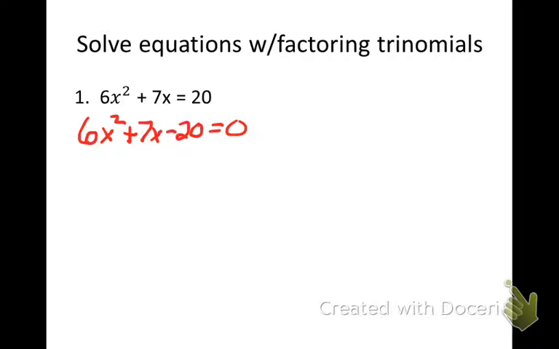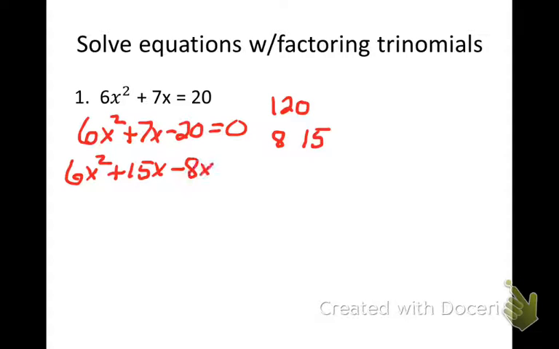Again, you can use your guess and check, or 6 times 20 is 120. So I'm looking at factors of 120 that differ by 7. So I start going through 1 and 120, 2 and 60. I know they need to be a little closer together. 3 and 40. So keep going until you find that it looks like it's going to be 8 and 15. So it's going to be 6x squared. I need the bigger one to be positive, so plus 15x minus 8x minus 20 equals 0.